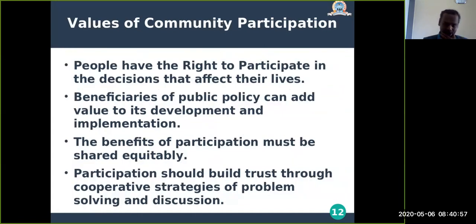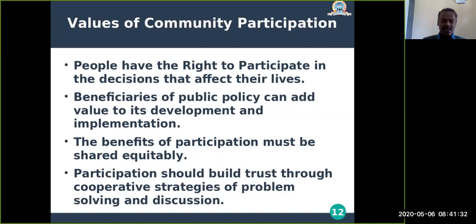So now we are moving to the principles of community participation. Before going to the principles, you need to understand the values, because principles and values work together. So you should understand the values of community participation. You should accept that people have the right to participate in the decisions that affect their lives.